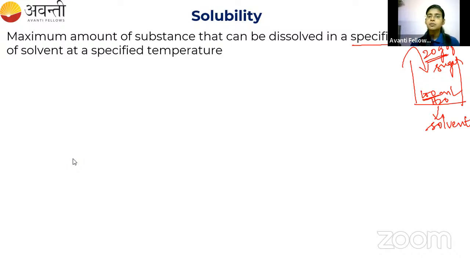So the maximum amount of substance that can be dissolved in a specified amount of solvent at a specified temperature is called solubility. Okay, so understood? Any doubt from this definition of solubility for anyone? Can you all understand? If it is yes, just type yes in the chat box.